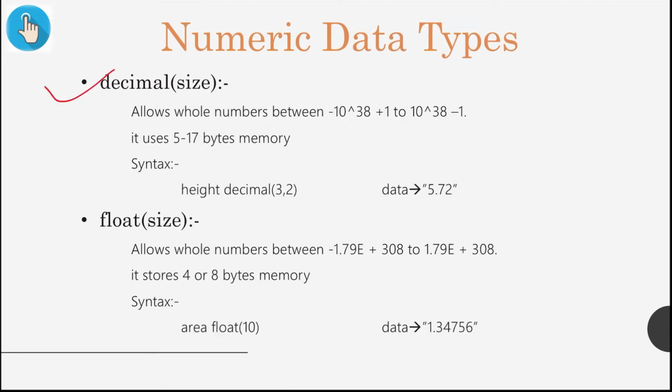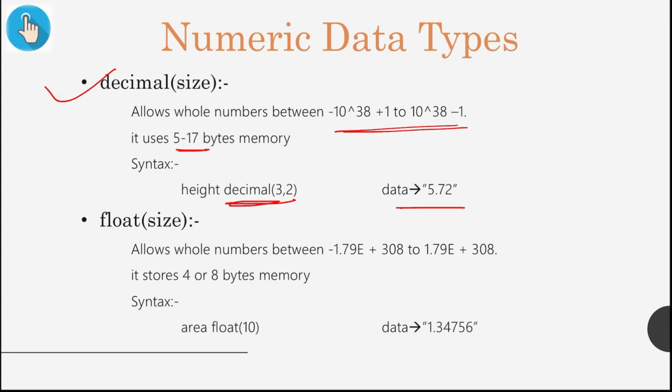Now comes the decimal data type. It ranges between these two numbers and uses memory of 15 to 17 bytes. The decimal is given in this way, that is p comma s, that is 3 comma 2, where 3 gives us the total length of our data and 2 denotes how many numbers come after the decimal. Here our data is 5.72, so the total length is 3 and after the decimal there are two numbers.